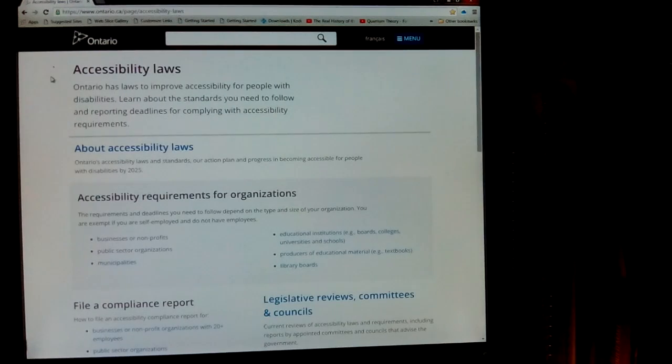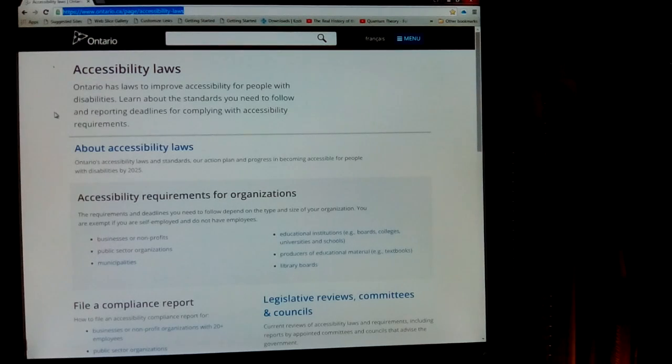It takes you to the website, Accessibility Laws for the Government of Ontario, located at https, just a minute, let me highlight that, www.ontario.ca/page/accessibility-laws. And that's this webpage. So, accessibility laws, Government of Ontario, as you can see.